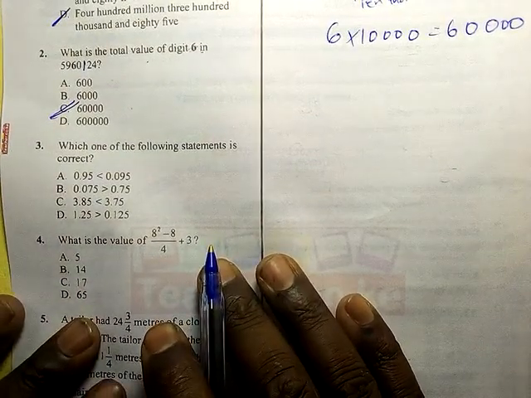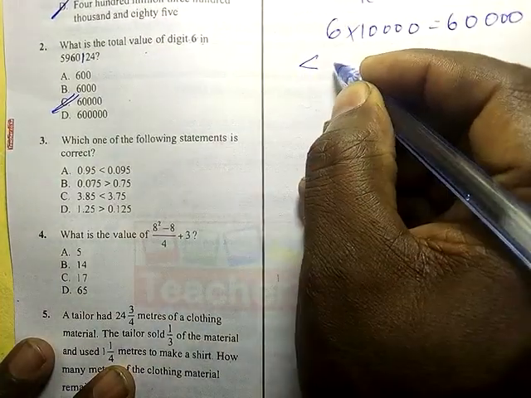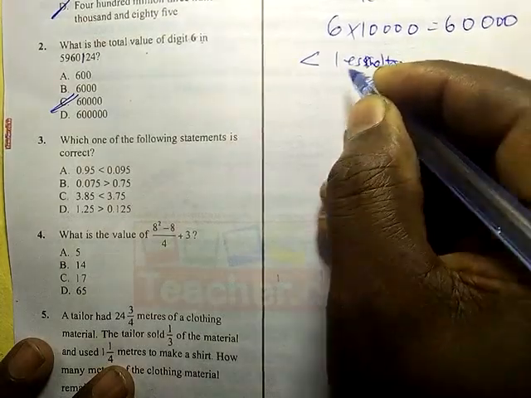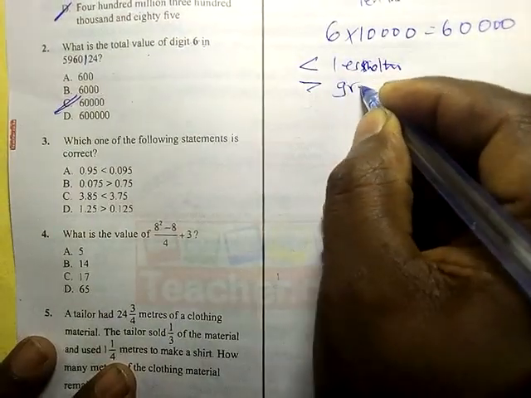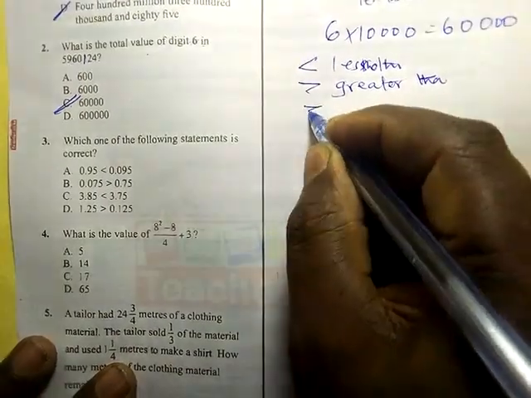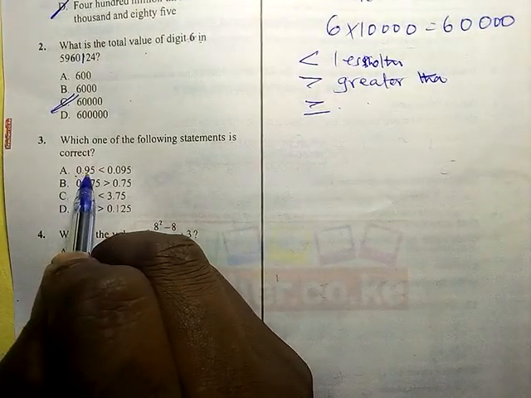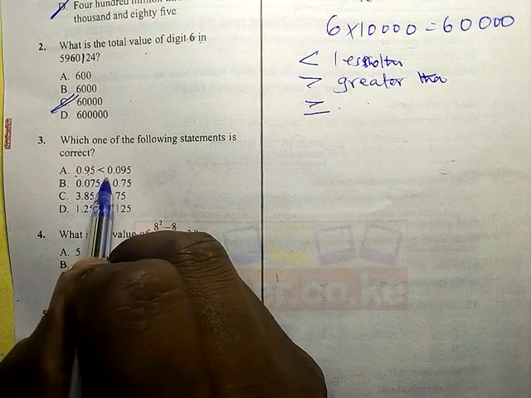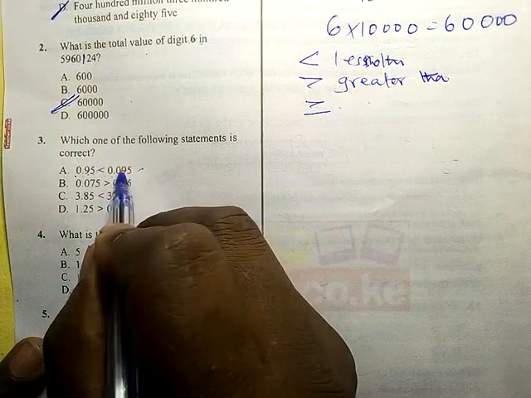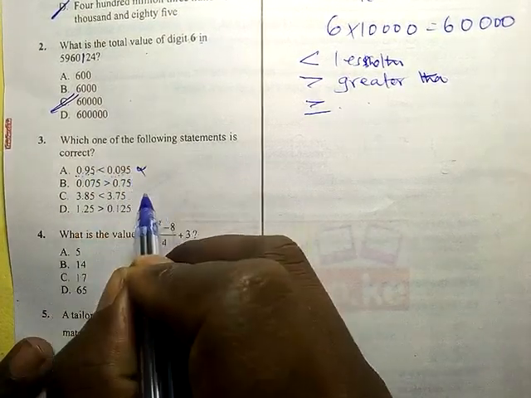Which one of the following statements is correct? This sign means less than. This one means greater than. This one means greater or equal to. So we want to say 0.95 is less than 0.095, which is false, because we know 0.95 is bigger than this, therefore it is greater. So this one is wrong.